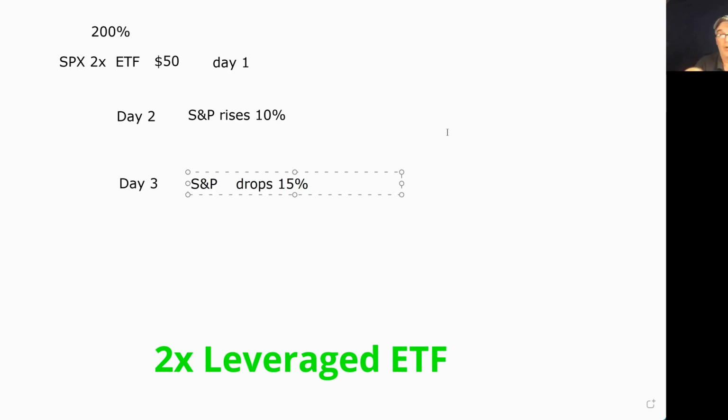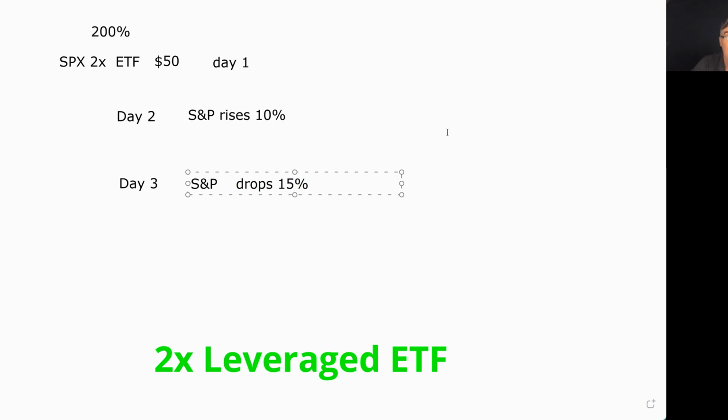Now, they're going to give you that scenario, and then they're going to say on day two, the S&P rose 10%, and day three, the S&P dropped 15%, some version of that number. What's going to happen is you have to figure out the ending price. Always remember, there's a daily reset. The price resets every day, and leveraged and inverse ETFs are good for day trading, not for long-term.